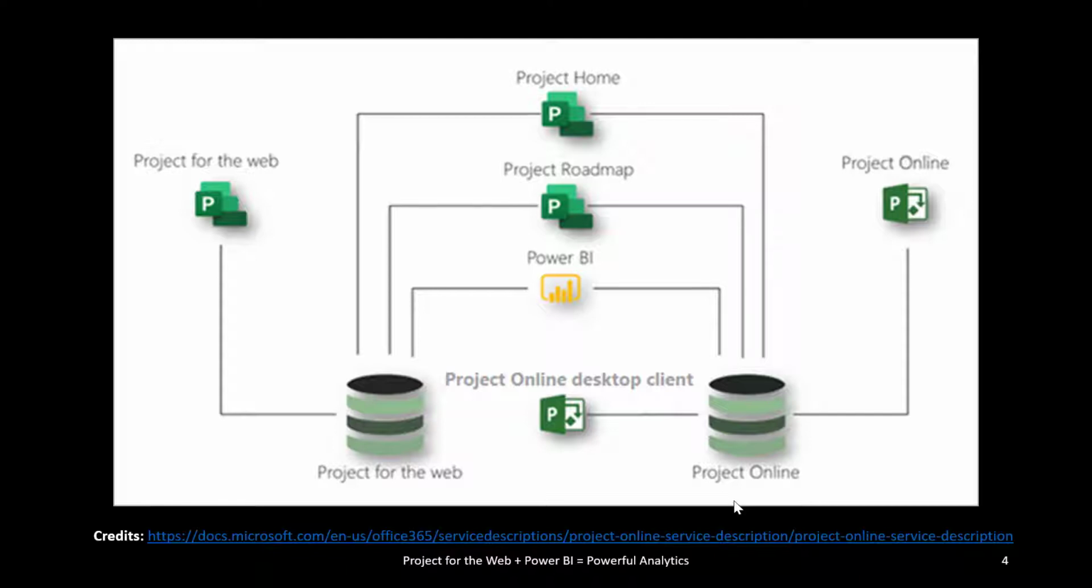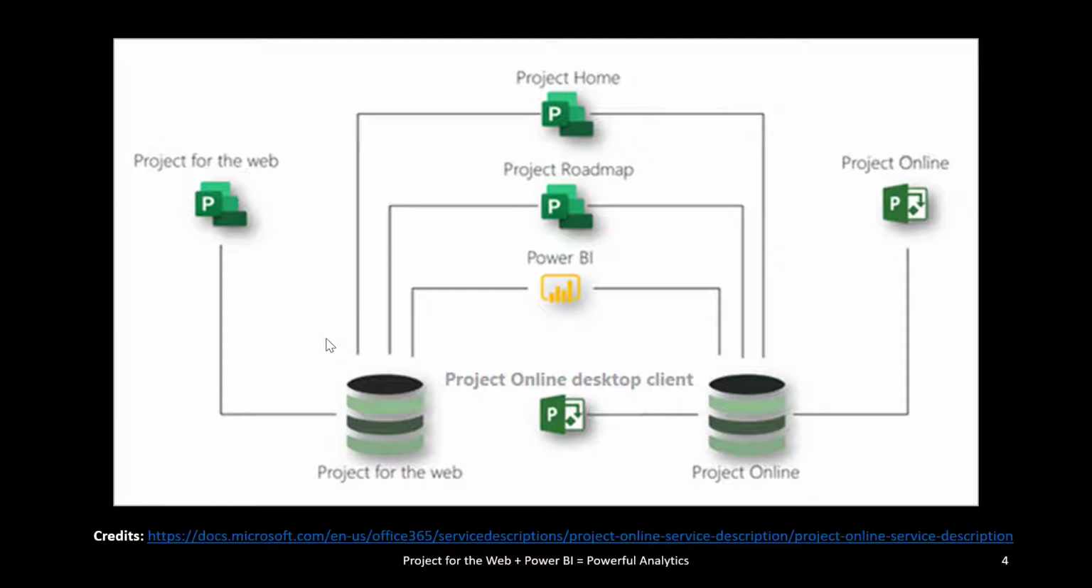But there are certain medium-sized projects that would like to have a mix of both, which means they would like to set dependencies and have a grid layout. At the same time, they also want their team members to collaborate. And that is what Project for the Web is. The data of your Project for the Web is stored in Dataverse, also called Common Data Service.